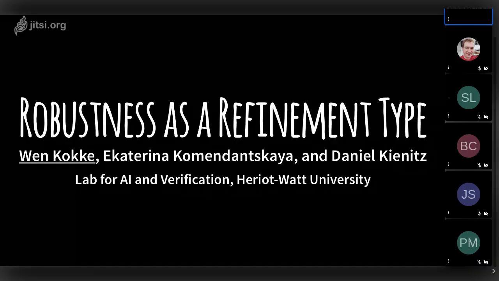I'll be talking today about robustness as a refinement type, and that gets into machine learning and neural networks, and verifying that neural networks are robust against adversarial examples by using refinement types. We'll get into what all of those things mean, separately and together, during this talk. My name is Wen. This is joint work with Ekaterina Komendantskaya and Daniel Kienitz, done at the Lab for AI and Verification at Heriot-Watt University.